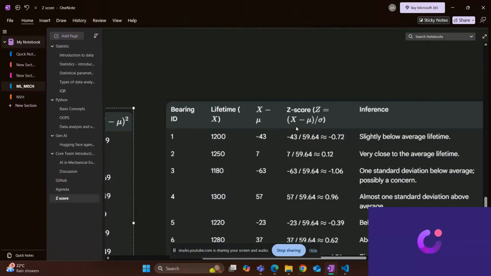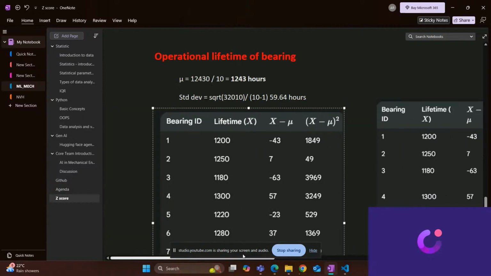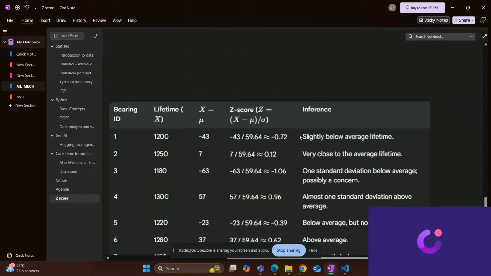So x minus mu is done. Now you calculate the Z score, that's x minus mu divided by sigma, where sigma is the standard deviation we calculated. It gives minus 0.72. So now you know the Z score is negative, which means it is below the mean value. Mean represents the average lifetime, so here we can say it is slightly below the average lifetime. That is the inference from the Z score.